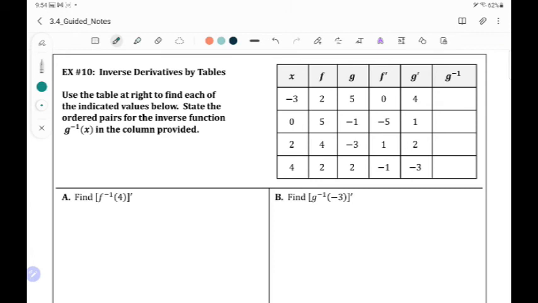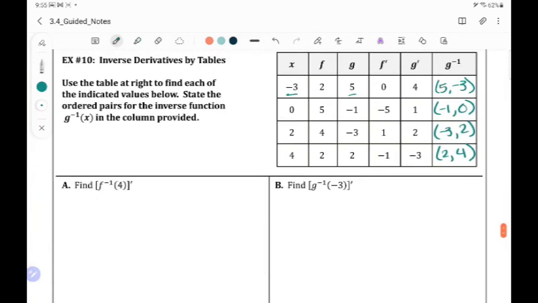So number 10, inverse derivatives by tables. Use the table at the right to find each of the indicated values below. State the ordered pairs for the inverse function g inverse of x in the column provided. G inverse is the inverse of g, of course. So we need to switch these two values for each of these to fill in the table. We've got -1, 0, we've got -3, 2, and we've got 2, 4. So these are our values for the inverse of g.